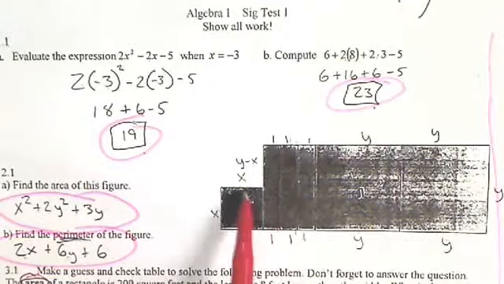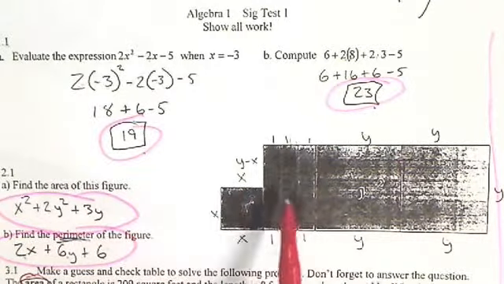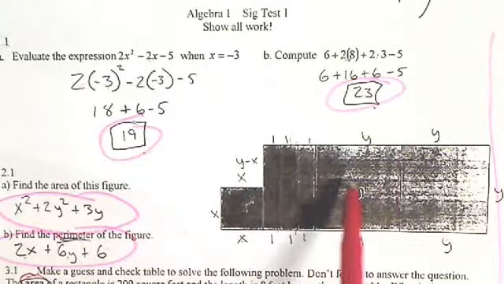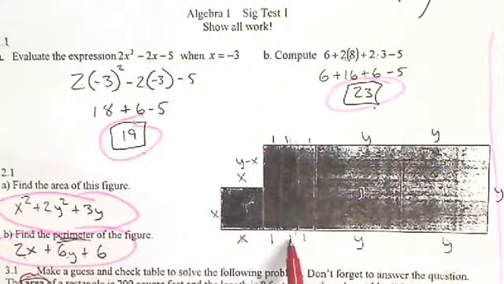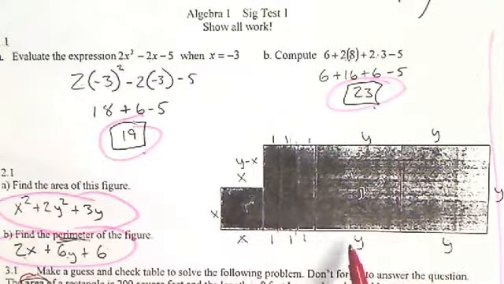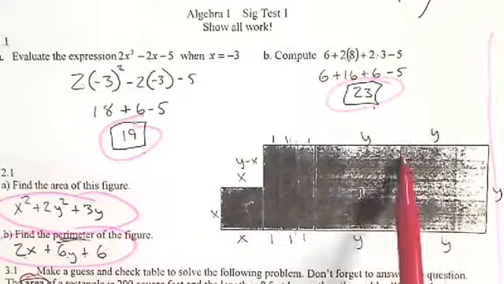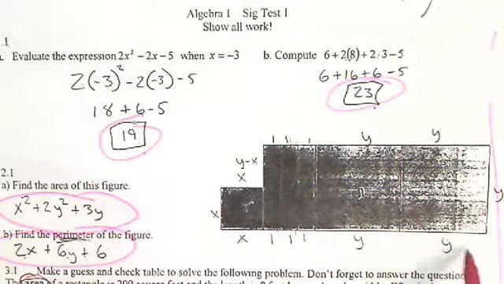Perimeter, if this is an x squared, that has to be an x, an x, and an x. If this is a y, then that's y long, and that's 1, 1, 1, 1, 1, 1. Y squared means that's y, y, y, y, y.